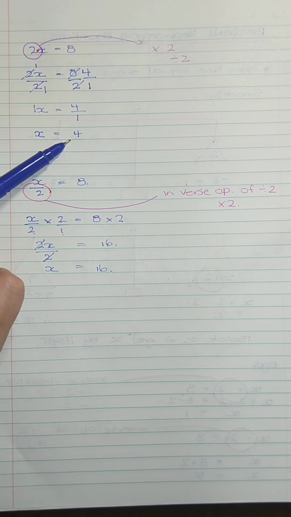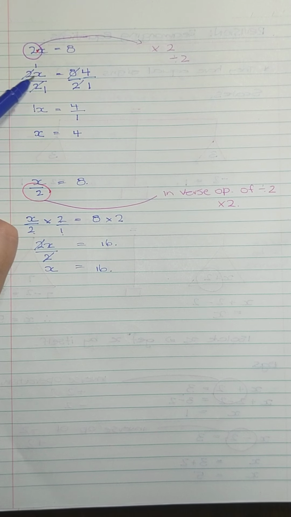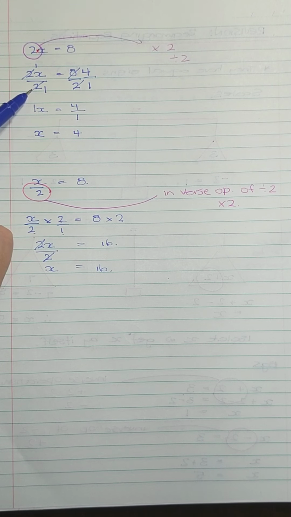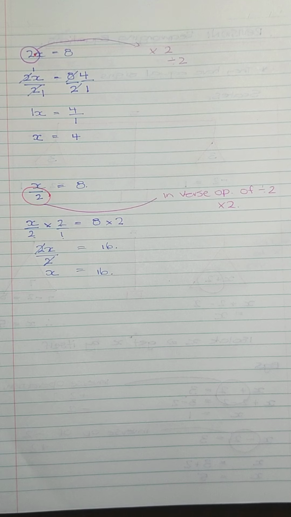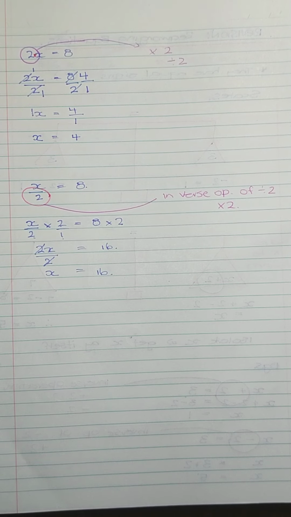If we did that for this one here, x is 4. 2 times 4 is 8. So 2x equals 8. Perfect. It works perfectly. Okay, so that's a little bit of revision of inverse operations and isolating x.